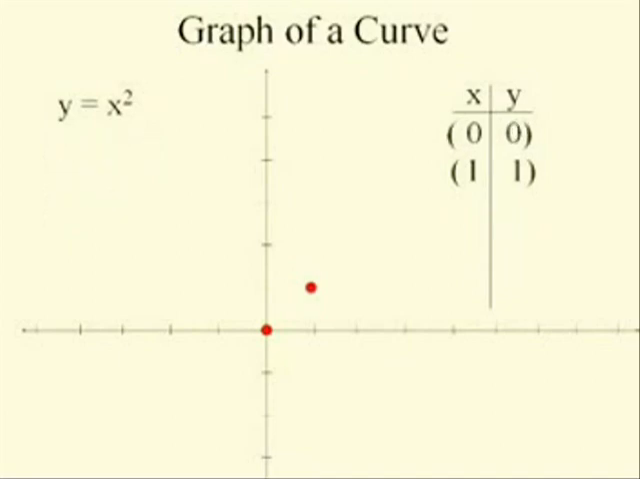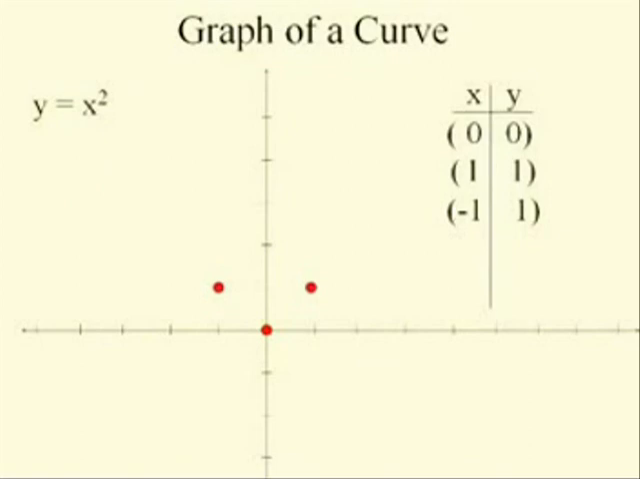Now I'm going to throw something crazy at you. I'm going to put in negative 1. Negative 1 squared, which is negative 1 times negative 1, equals positive 1, doesn't it? And if you look at the point negative 1, positive 1, it doesn't line up, but we didn't make a mistake.